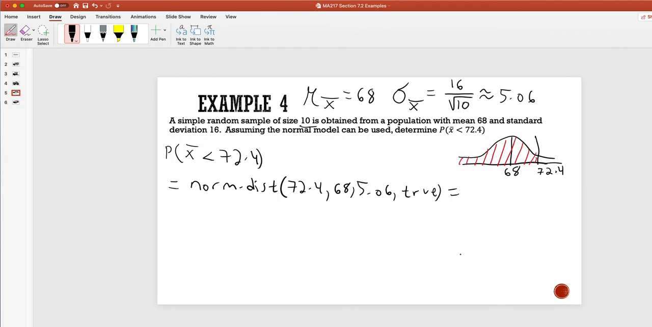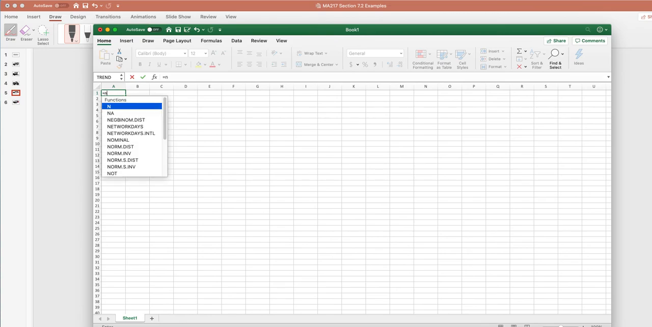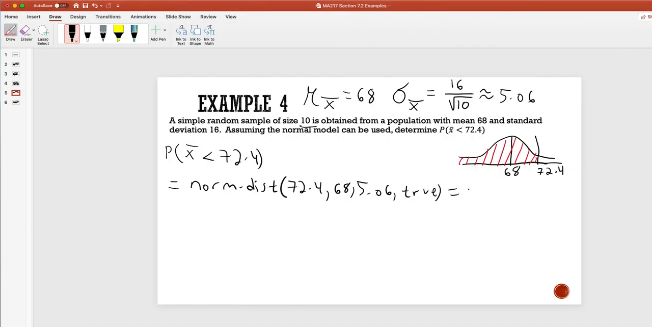But once we type that into Excel, so equals norm.dist of 72.4, 68, 5.06, and true, we get a value of about 0.8077. So 0.8077.